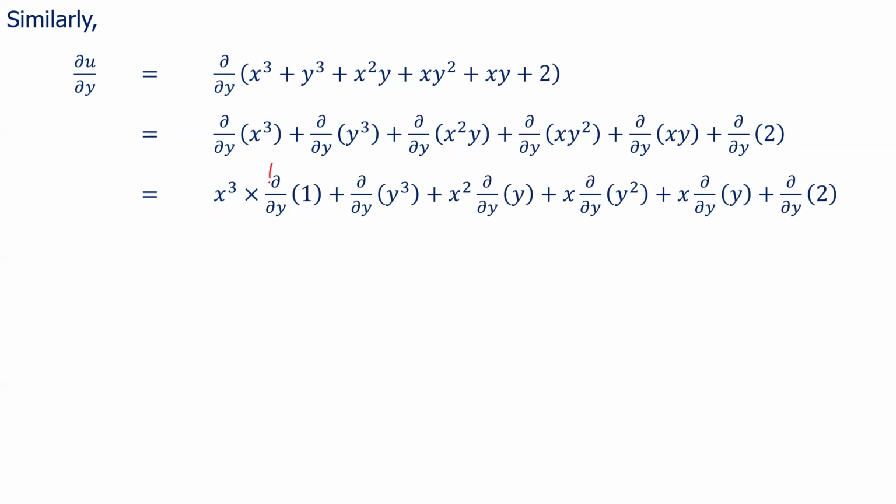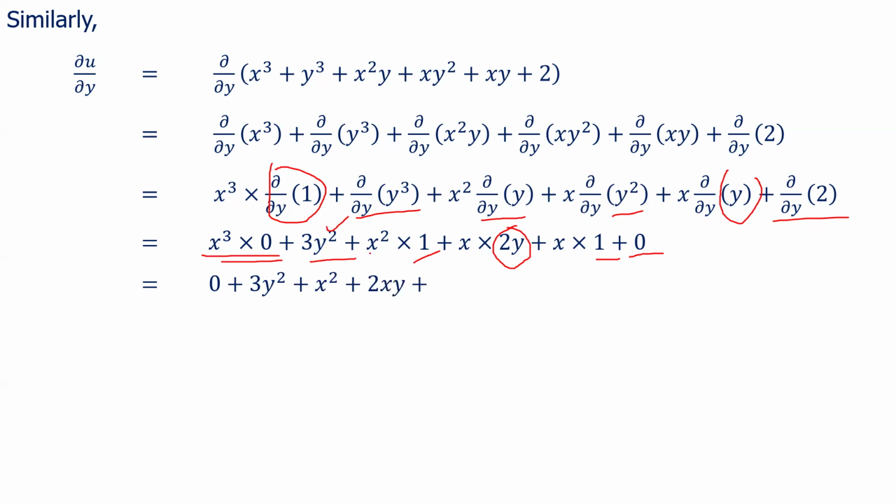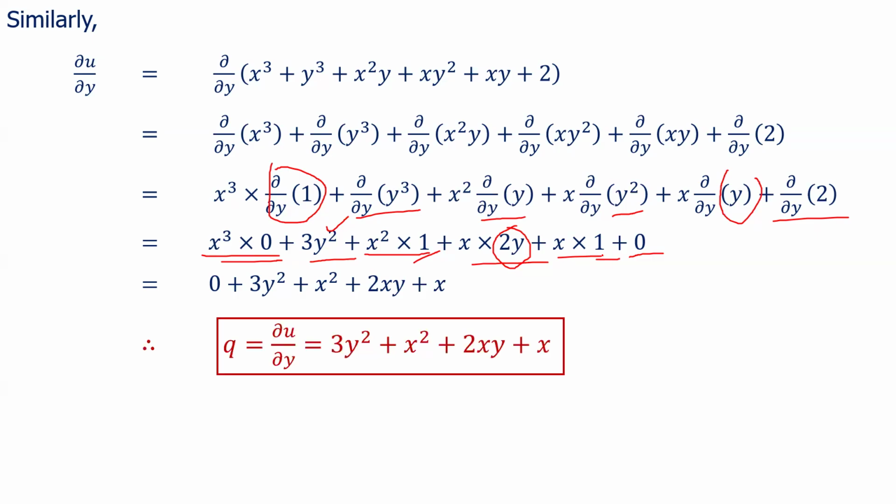Now, what is the partial derivative of y to the power 1 with respect to y? Constant, it is 0. So this part becomes 0. The partial derivative of y cube is 3y square. The partial derivative of y is 1. The partial derivative of y square is 2y. And the partial derivative of y with respect to y is 1. And the partial derivative of 2 with respect to y is 0. If we simplify it, this becomes 0, 3y square plus x square plus 2xy plus x.